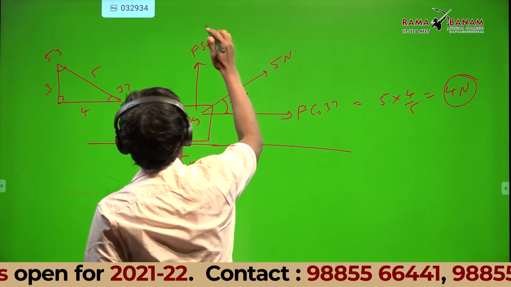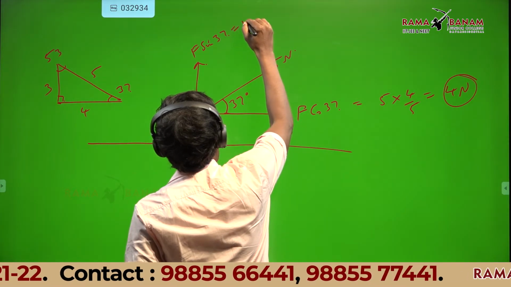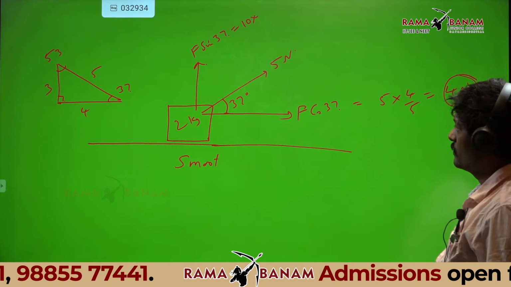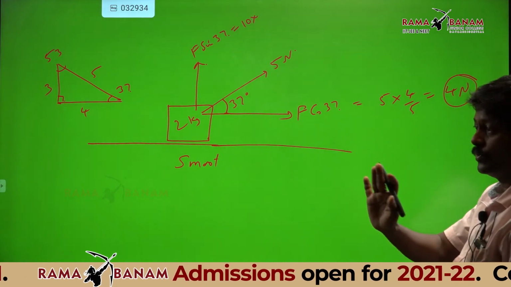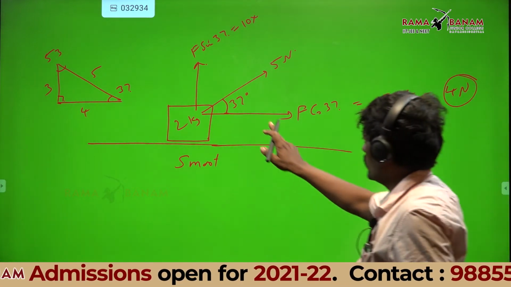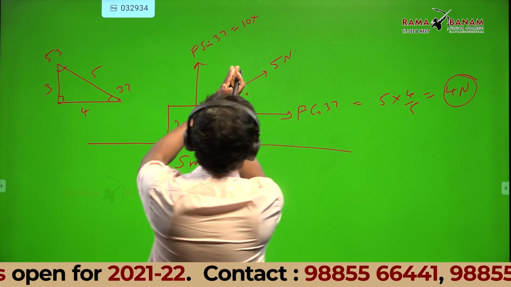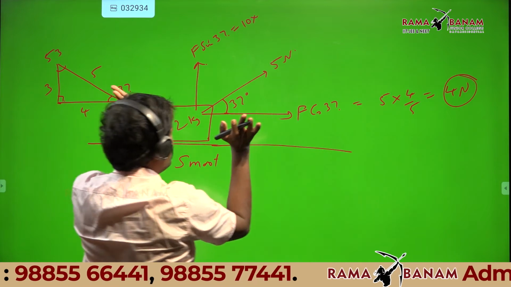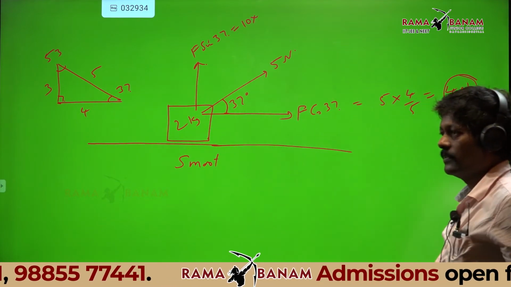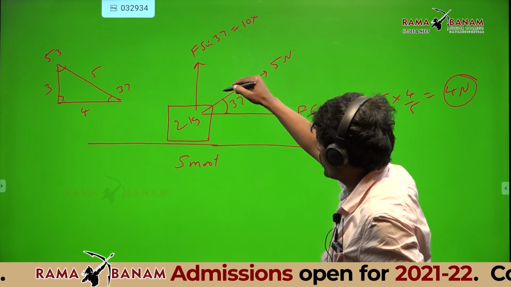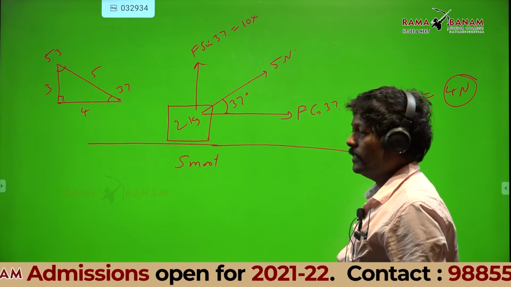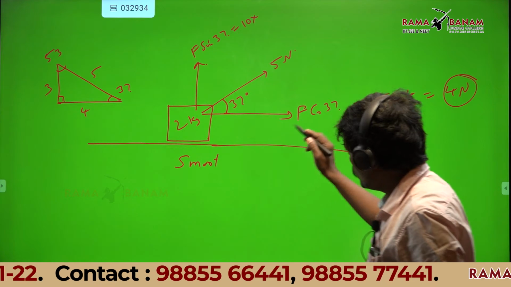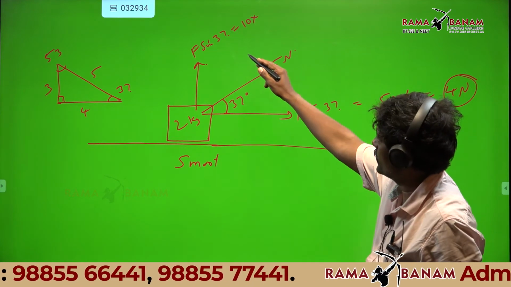What is the component in the vertical direction? F sin 37, 3 by 5. Listen, once you take 37, this will be F cos theta and F sin theta, where theta will be 37 only. Don't take the other angle. Whatever angle I have taken first, 37 degrees, that only you should take.